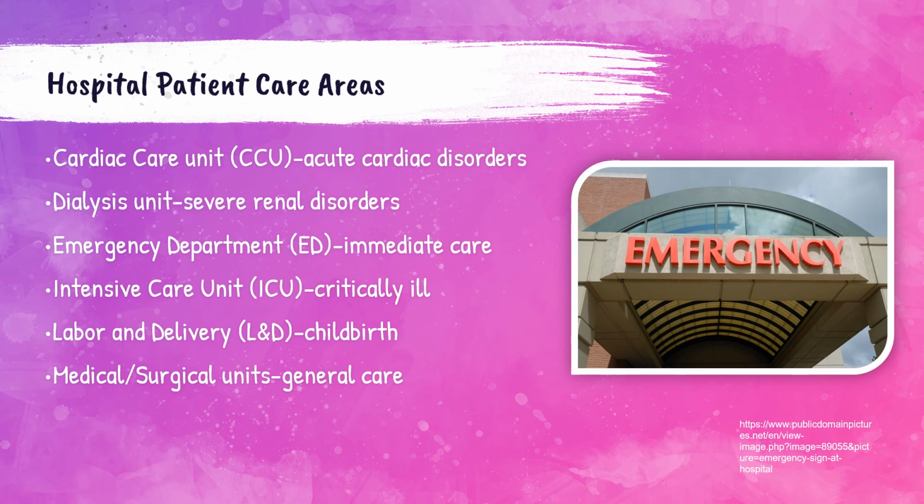Phlebotomists who work in a hospital need to know the different patient care areas, all of which they may be required to go to in order to draw samples. The Cardiac Care Unit, or CCU, is an area where patients are treated for acute cardiac disorders, which are disorders of the heart. The Dialysis Unit helps treat patients with severe renal disorders. So these are disorders of the kidney.